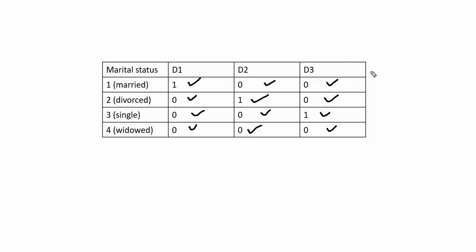So you might be asking yourself, why don't we have a D4 with codes of 0, 0, 0, 1, where the widowed group is reflected?